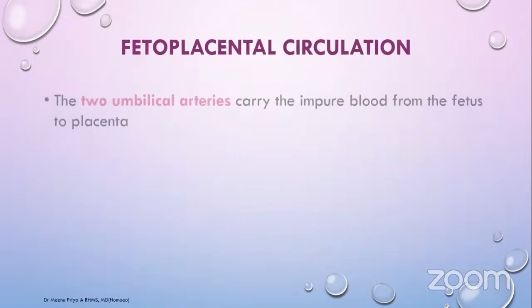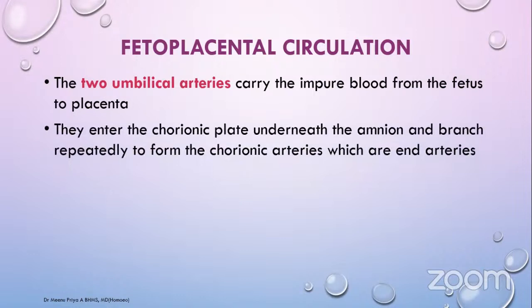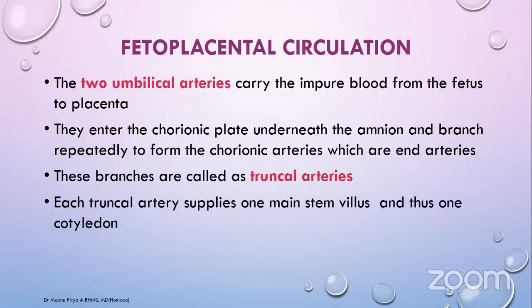Next is fetoplacental circulation. Uteroplacental means between the placenta and the uterus of the mother. Fetoplacental means between the placenta and the fetus. How is the circulation happening? There are two umbilical arteries. Always remember, the umbilical arteries are two and the vein is one. They carry the impure blood from the fetus to the placenta, and enter the chorionic plate underneath the amnion and branch repeatedly to form the chorionic arteries, which are end arteries, and these branches are called truncal arteries. Each truncal artery supplies one main stem villus and thus one cotyledon.